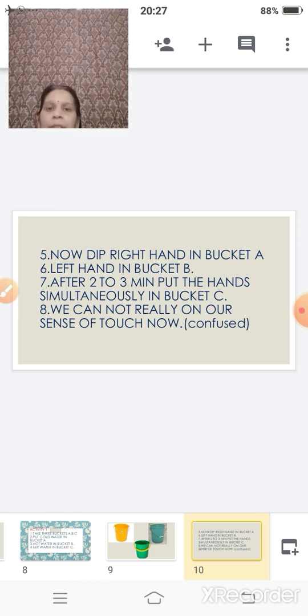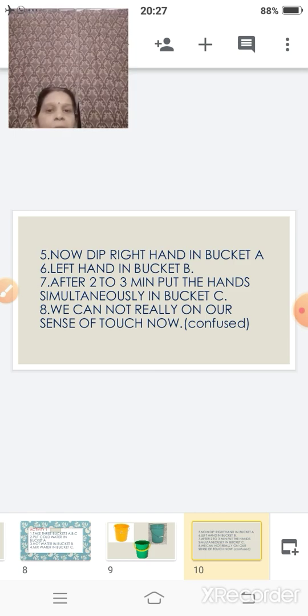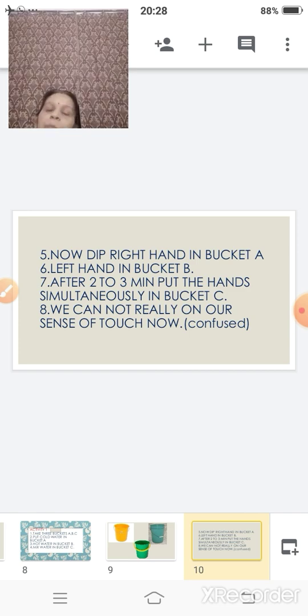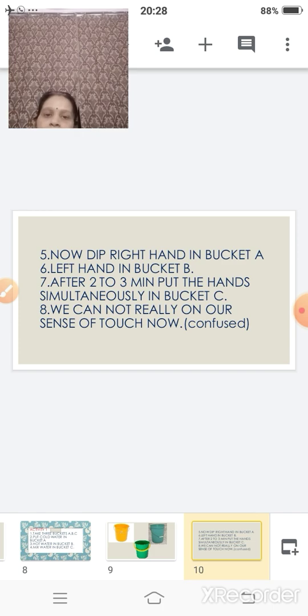Now what we will do is, we will dip our right hand in bucket A. As you know, this is very cold. It is containing the ice cold water. Left hand in bucket B, which is containing the hot water. For 2 to 3 minutes, we will put our hands in simultaneously.